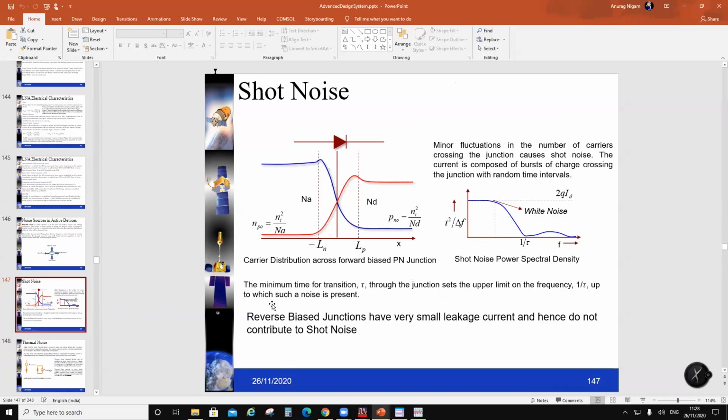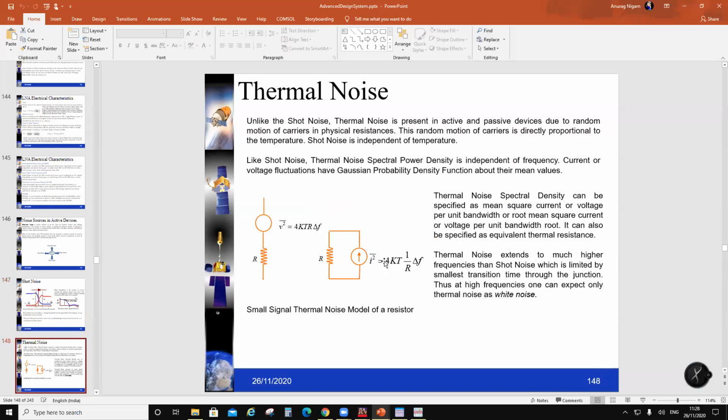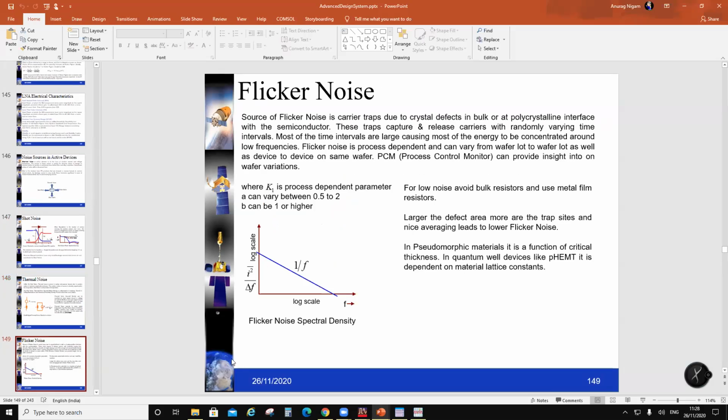Again, it should be a function of current. So there is an I square; I have removed that expression, but it's a function of current. Okay. Thermal noise is because of this, right? And then flicker noise, 1 by f noise, is because of interstitial defects and all that, right?